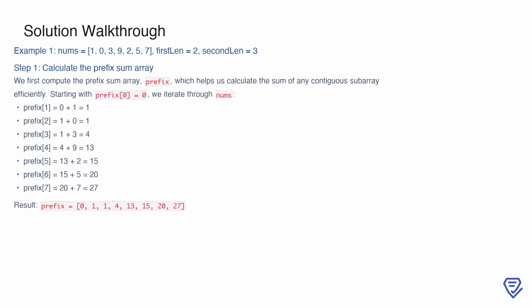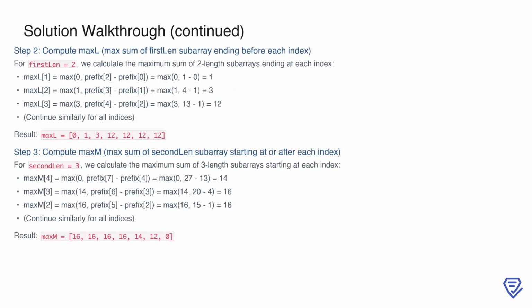Now, with the prefix sum array ready, we move on to calculating maxL, which represents the maximum sum of a subarray of length first len ending before or at each index. For first len equals 2, this involves finding the maximum sum of all subarrays of length 2 up to each point. For instance, at index 1, the subarray is nums 0:2 equals 1, 0, and its sum is 1. At index 2, the subarray is nums 1:3 equals 0, 3, and its sum is 3. We continue this process, comparing each sum to the previous maximum, and populate maxL as 0, 1, 3, 12, 12, 12, 12.